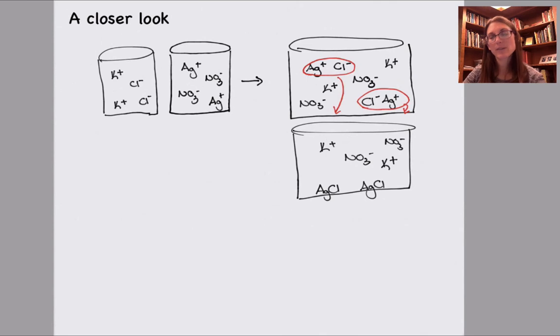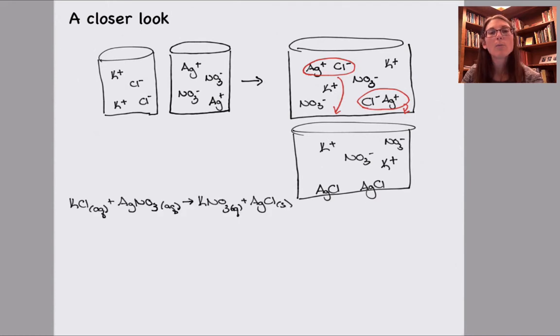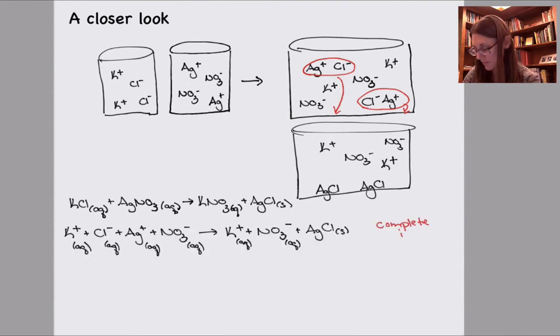So I can represent this reaction with pictures. I can represent it with our balanced chemical equation, but I can also represent it as what's called a complete ionic equation. So I'm showing all aqueous solutions as they're actually found, which is as individual ions. And the complete ionic equation has an advantage: it really shows us what's really in solution.